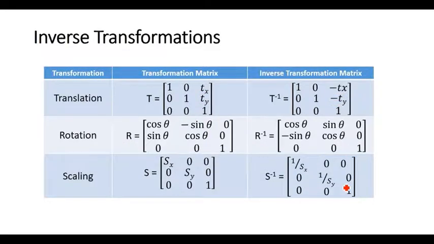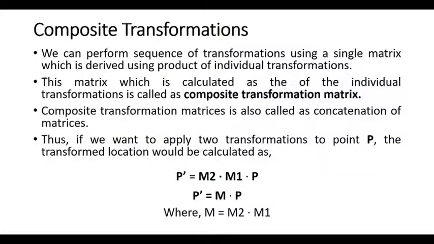Moving forward, we'll look at composite transformations. Composite transformation is basically performing a sequence of operations but using a single matrix. I'll give you an example. Say I have an object like this.